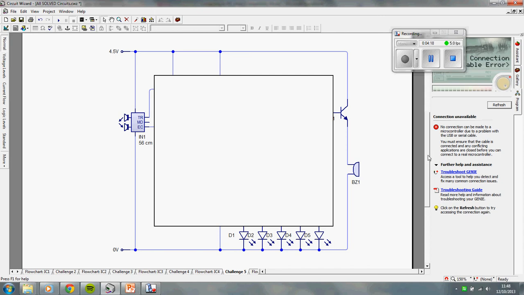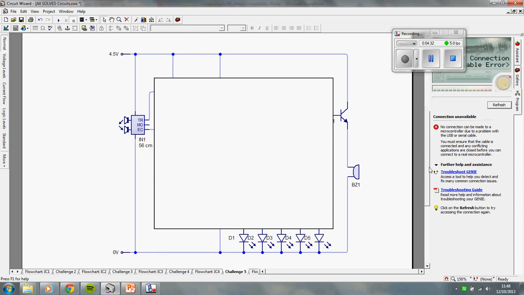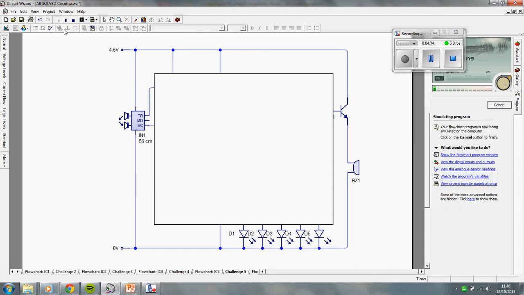Basically, I want it to behave like a parking sensor on a car, so when you reverse, the closer you get to the object, the quicker it beeps, and actually the more LEDs come on, so you've got a visual indication and an audible indication of when you're getting near to the object. So if I press play, I'll talk you through it.